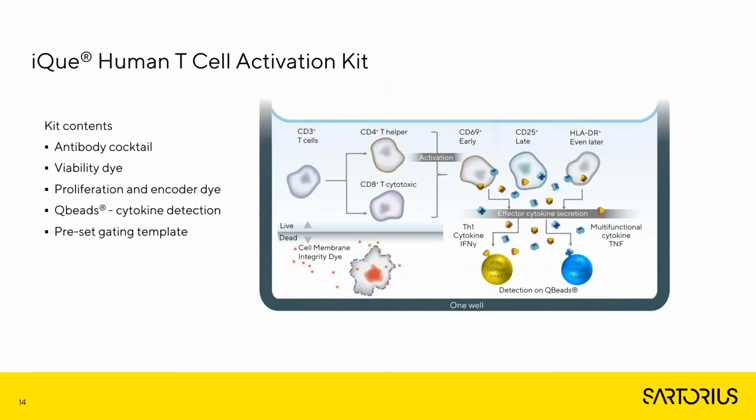So now I'm going to give some more detail on the T cell activation kit, as this is the kit that was used to generate most of the data that I'm going to show you today. As I introduced in the previous slide, this kit enables measurement of both cell subset and cytokine concentrations all in a single well. The kit contains an antibody cocktail, a viability dye, a proliferation and encoding dye, and QBeads for cytokine detection. The kit also comes with a preset gating template, which can be imported into the iQue built-in Forecyt software, and this means that readouts for the T cell activation can be generated automatically.